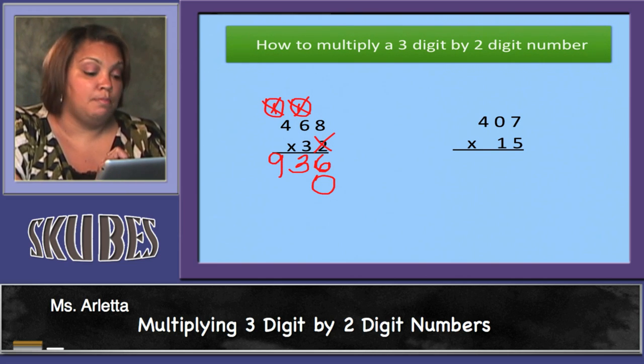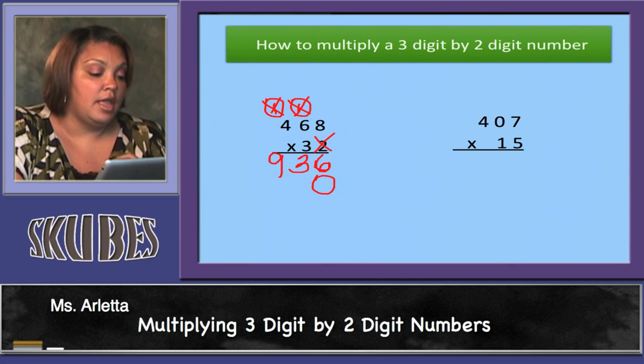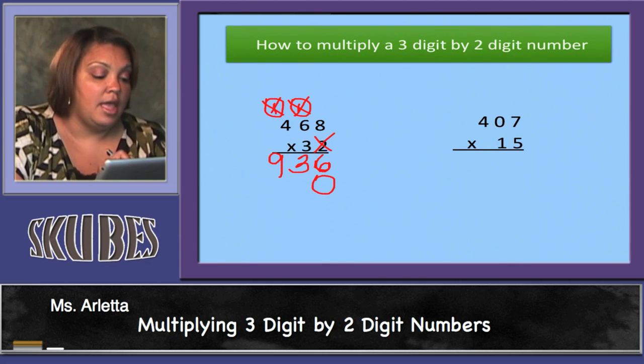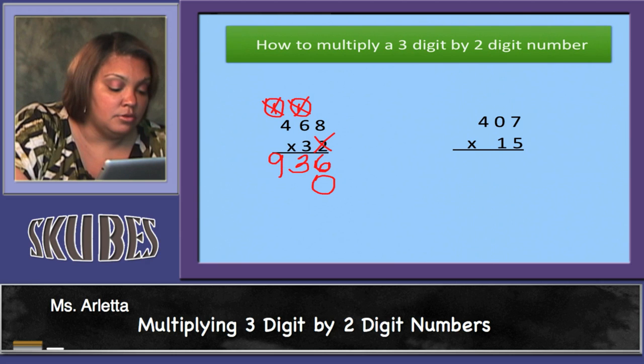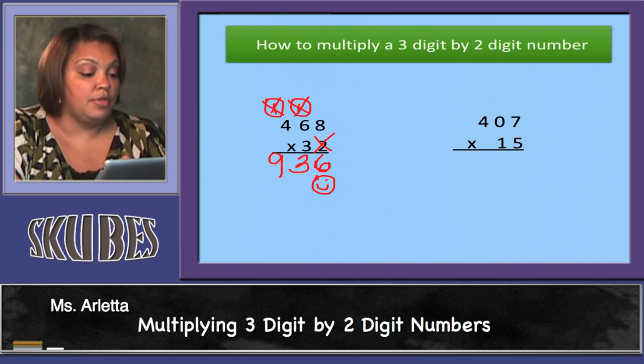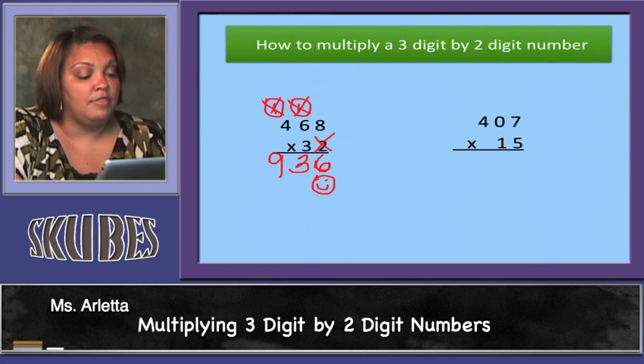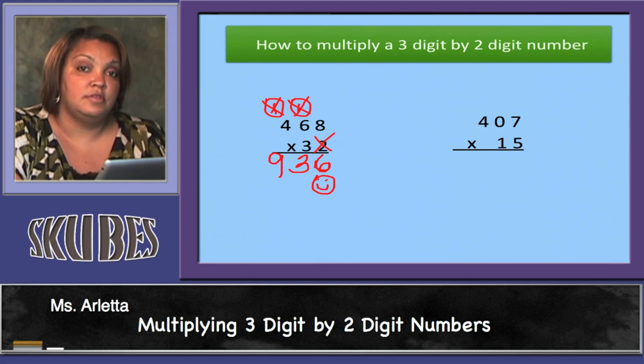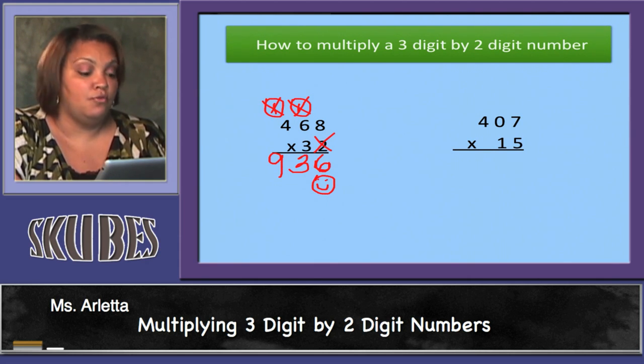We cleaned up the house by marking out everything that we did with the ones digit of the multiplier, the 2, and all of the numbers that we carried. And when you make Mama happy, you make a little smiley face here. That makes her happy because you cleaned up the house. Now that you've cleaned up the house, you're dealing with just the tens digit, 3 in 32. And you're going to multiply that 3 times the 8, 3 times the 6, and 3 times the 4.